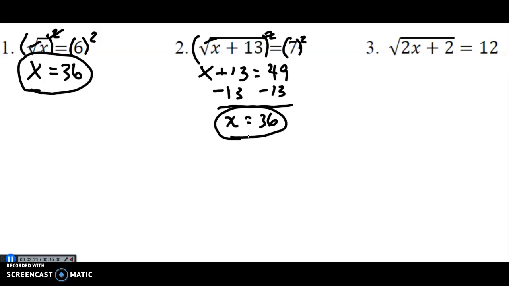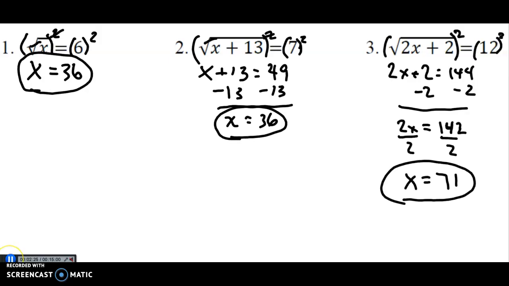Why don't you pause the video and go ahead and try number 3. Alright, I got 71. Hopefully you got the same thing. And if I go to plug that back in to check, 2 times 71 is 142, plus 2 is 144. The square root of 144 is 12. So that's how I know I got it correct.